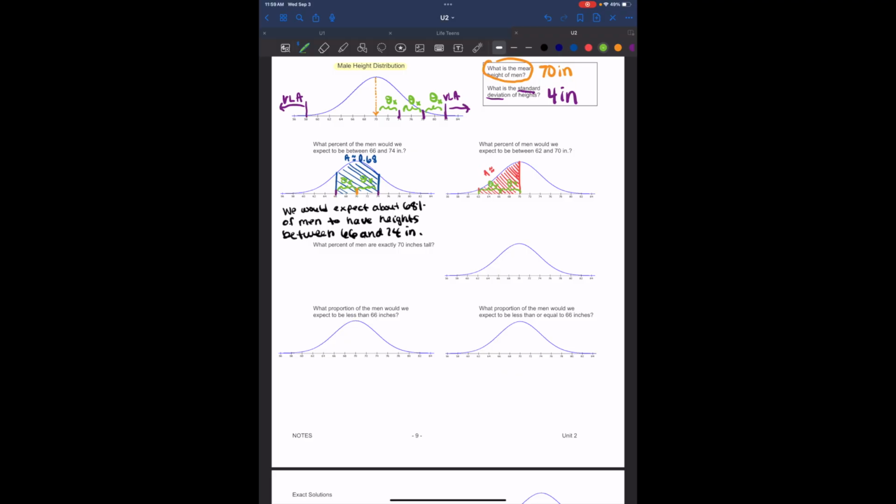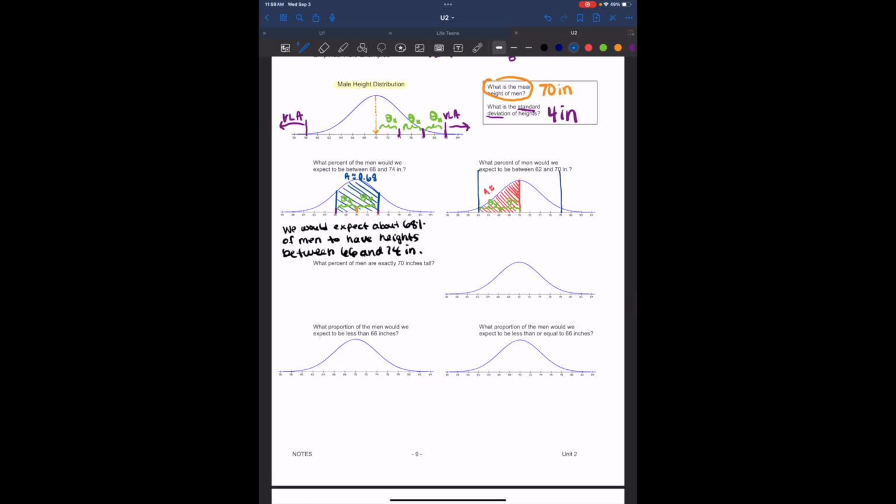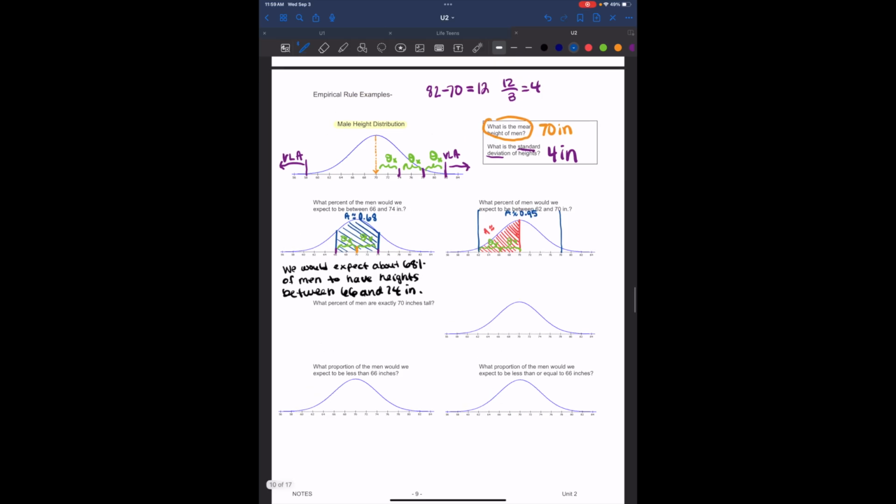And if I think back to the empirical rule, we know the empirical rule says when you are 2 standard deviations away on both sides, that consists of 95% of the data, right? That's back here.